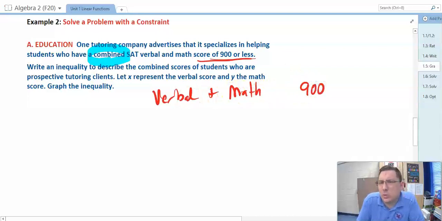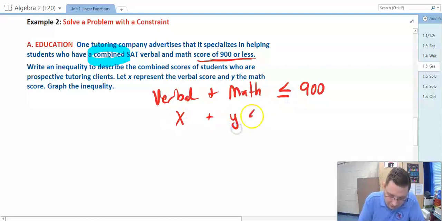Well, what inequality is going to represent that? Well, obviously it's got to be less, so it's less than, but can it be 900? Well, it's like it can be 900 or less. So yes, it can be equal to the 900, and so we'll see that there. Now, they gave us some variables for this, so verbal is X, and the math is Y, and so this becomes our inequality. Now we want to graph it.